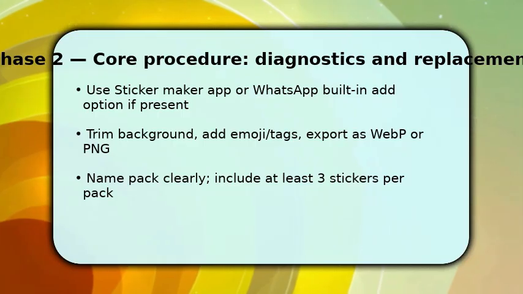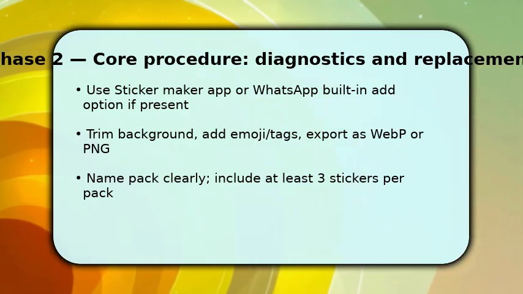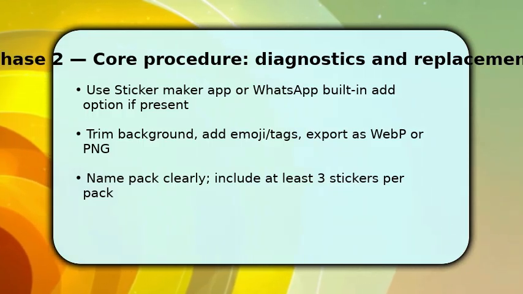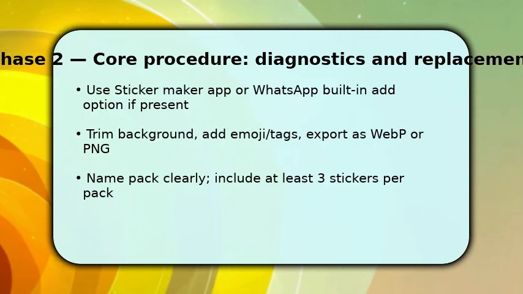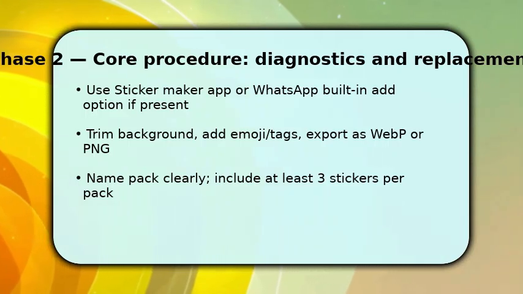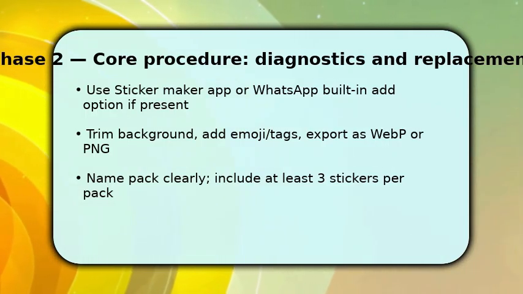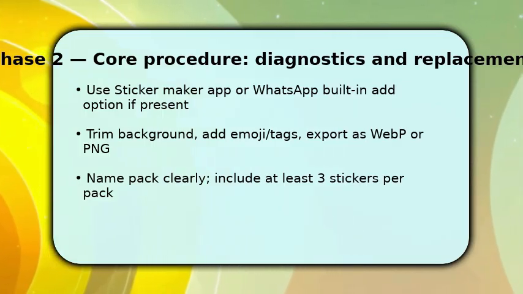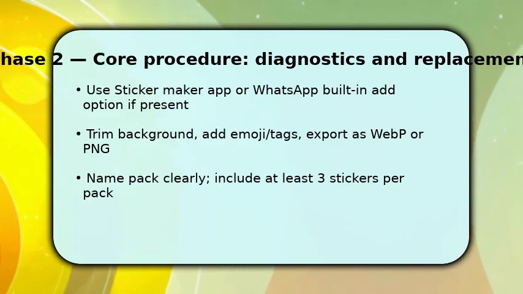If WhatsApp on your Samsung shows an Add Stickers option, use it. Otherwise, install a trusted sticker maker app from the Play Store. Import your prepared images, crop or trim backgrounds as needed, and add labels or emoji so you can find stickers quickly in chats. Export each sticker as WebP or PNG to match WhatsApp requirements.